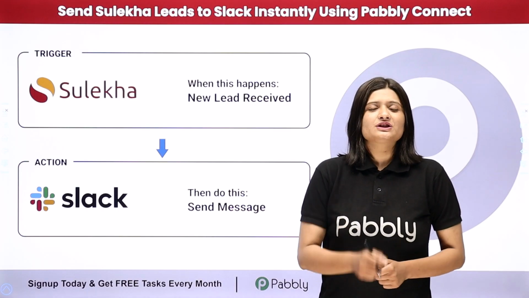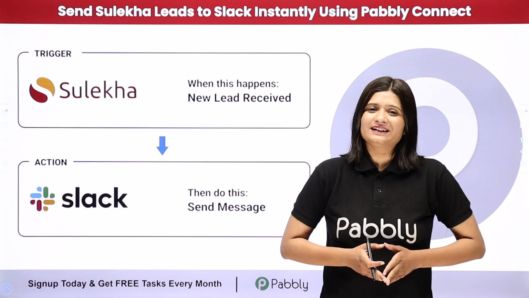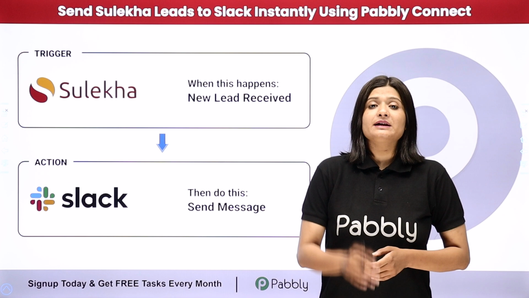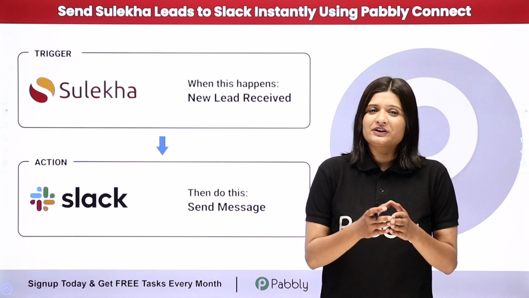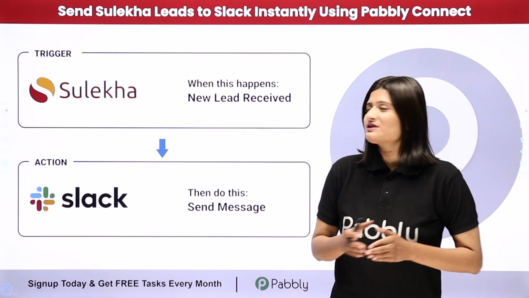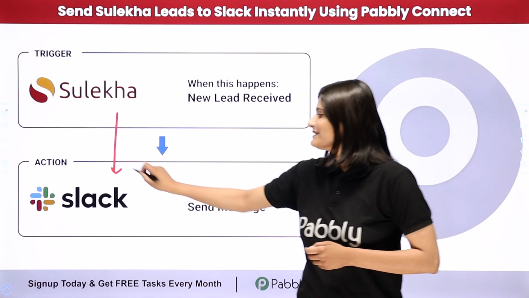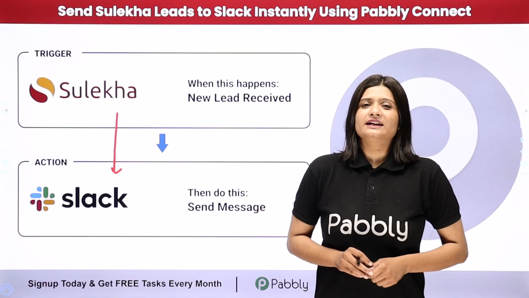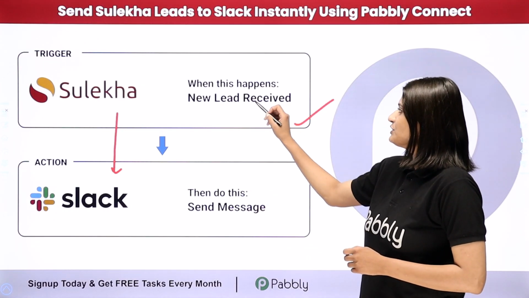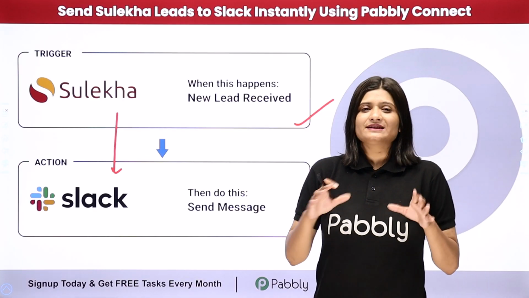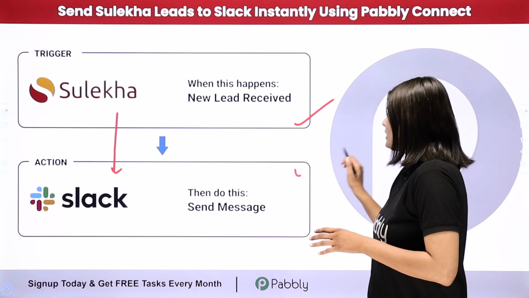Now doing this manually will consume a lot of my time, so I've completely automated this process. And to do this automation, I'm going to use Pabbly Connect. So Pabbly Connect is an amazing automation and integration software which requires no coding or programming skills. Here I just need to build a connection between Sulekha and Slack. With the help of Pabbly Connect, I'm going to build this connection in such a manner that whenever I'm going to receive a new lead from Sulekha, I'm going to send this lead details to my team on Slack.